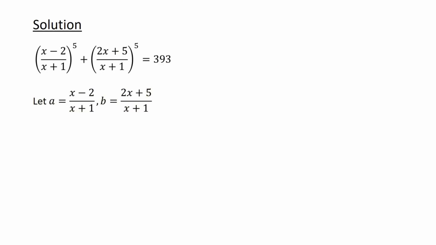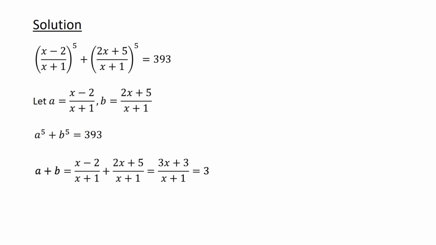First, we make the substitutions a equals (x - 2)/(x + 1) and b equals (2x + 5)/(x + 1). Thus, we have a to the power of 5 plus b to the power of 5 equals 393. The sum of a and b gives us (3x + 3)/(x + 1), which equals 3.